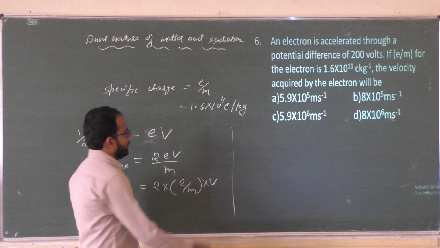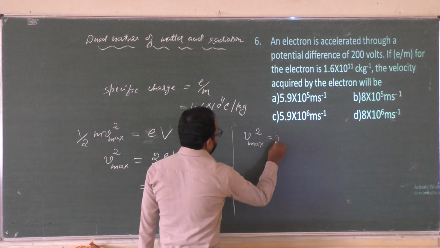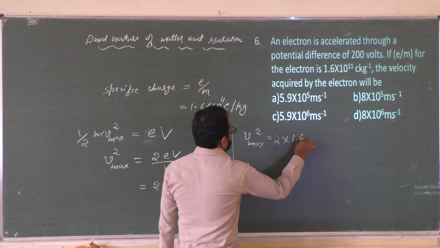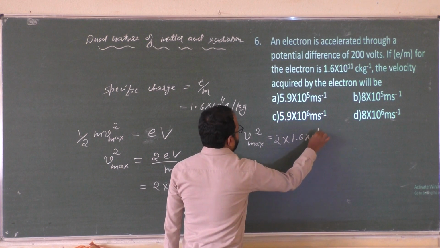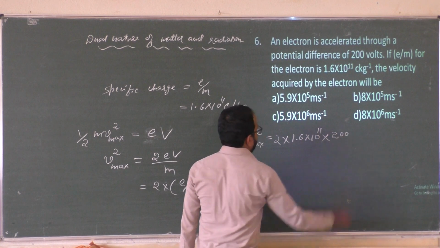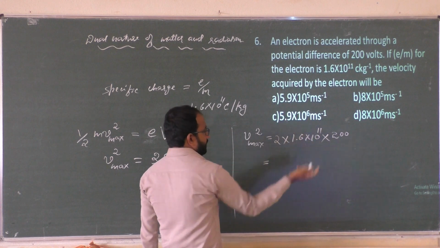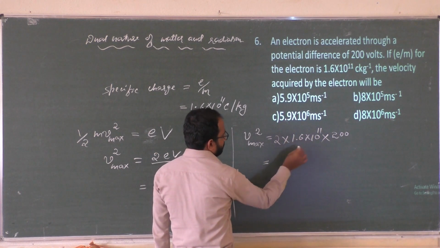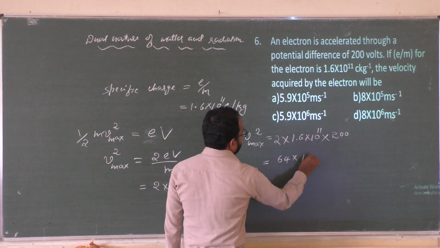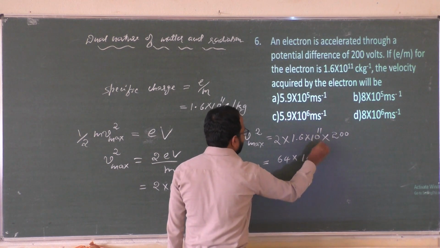Right? Okay, so therefore V maximum square is equal to 2 into the specific charge of the electron, which is given, 1.6 into 10 to the power of 11. The potential difference is 200 volts. So this is equal to 16 into 10 to the power of 10, into 2 into 2 is 64, into 10 to the power of 12.